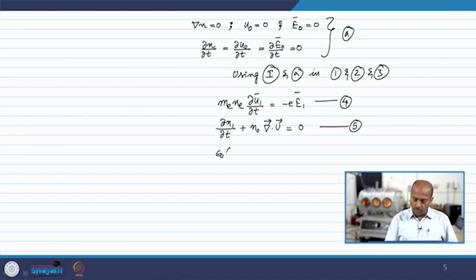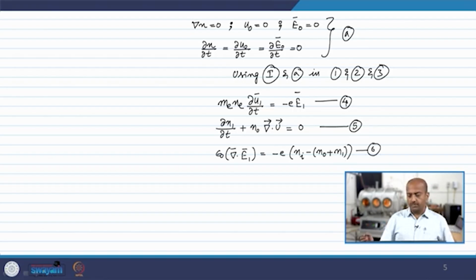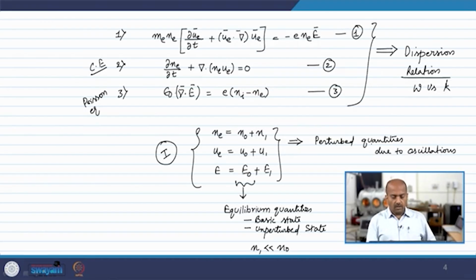And the Poisson equation: epsilon naught times del dot E1 is equal to minus e times (Ni minus (N naught plus N1)). This is equation number 6. What I have done is I have just substituted the perturbed variables into the governing equations.